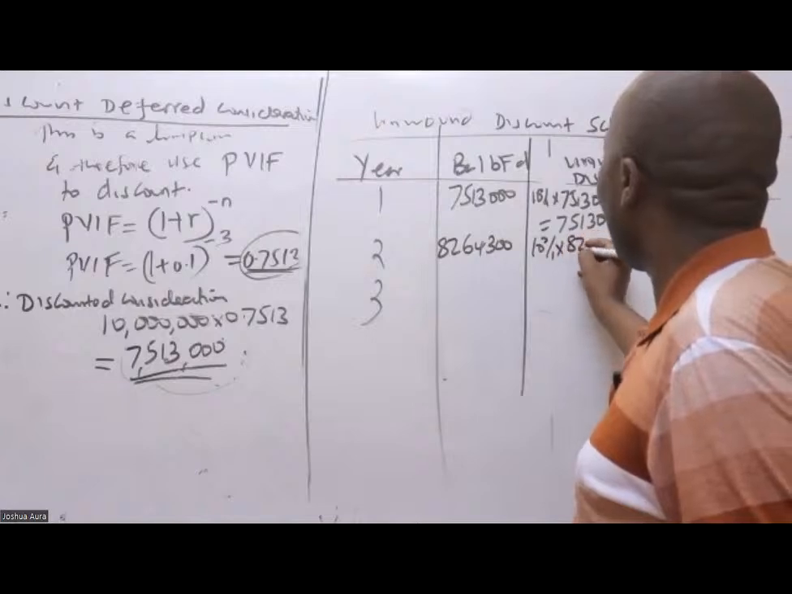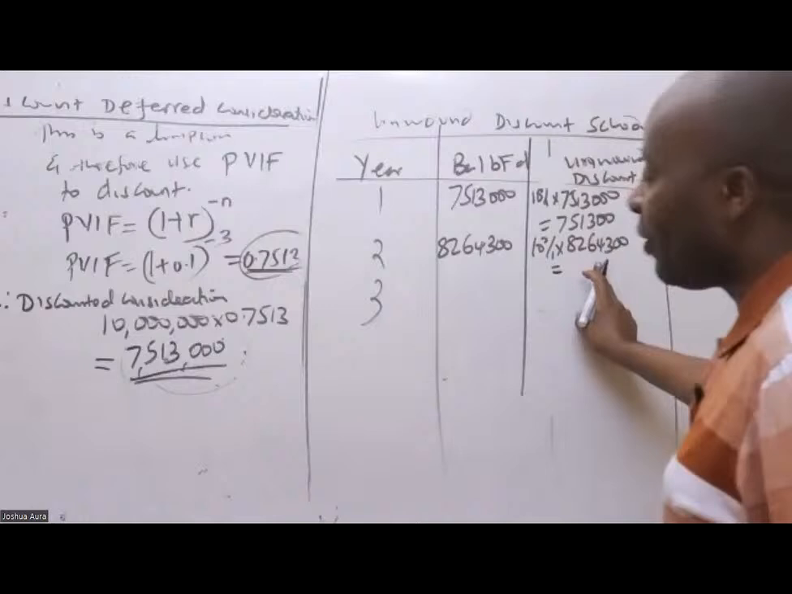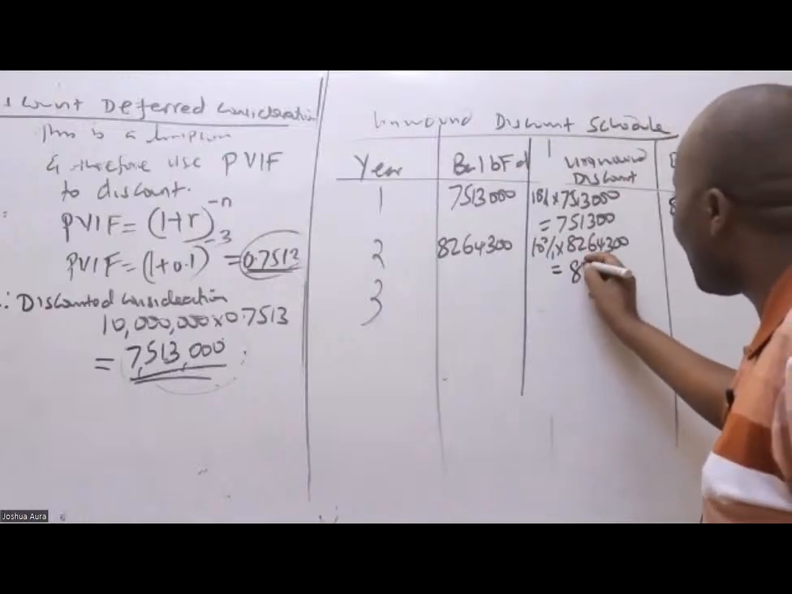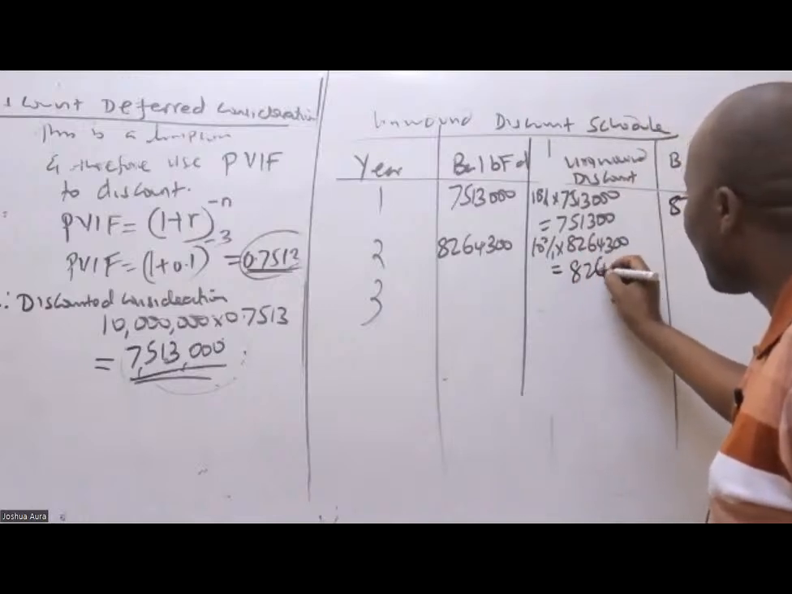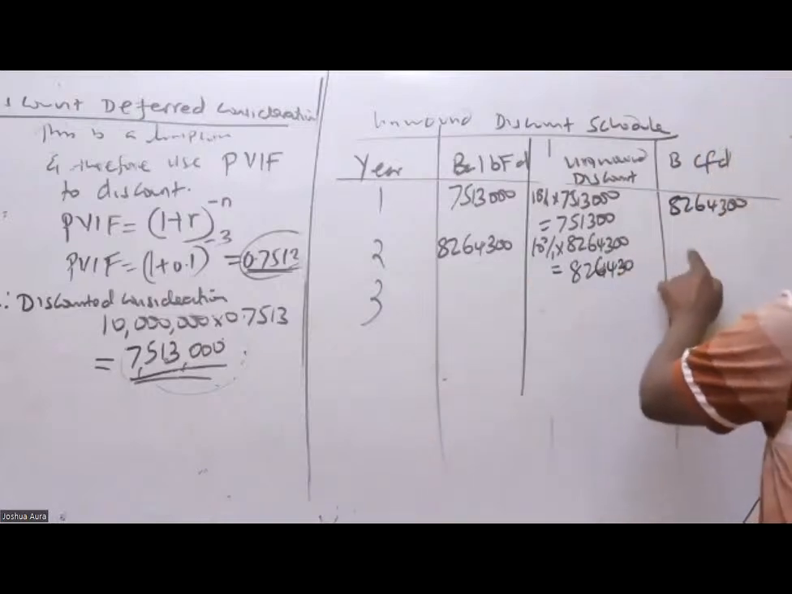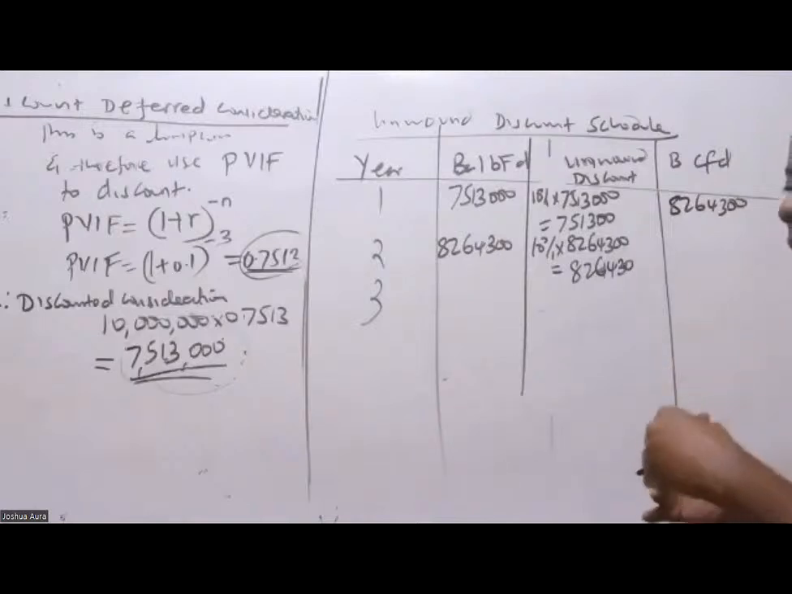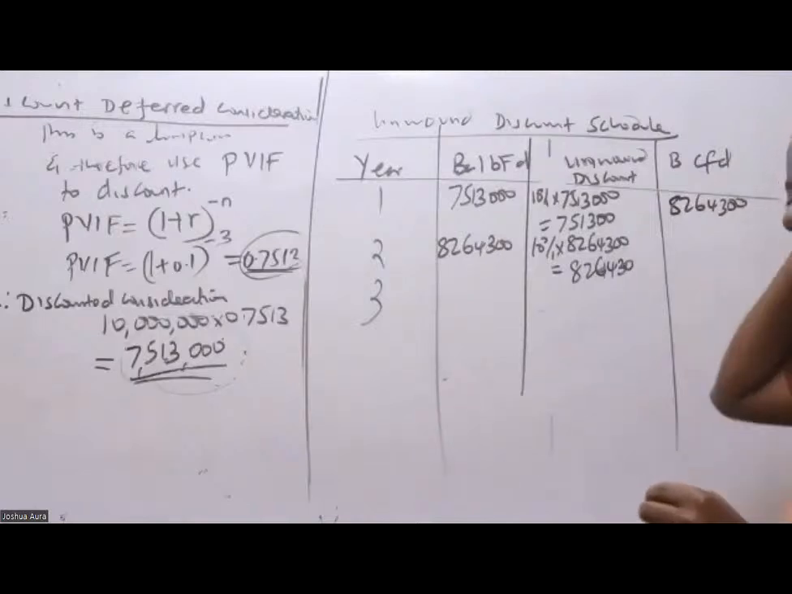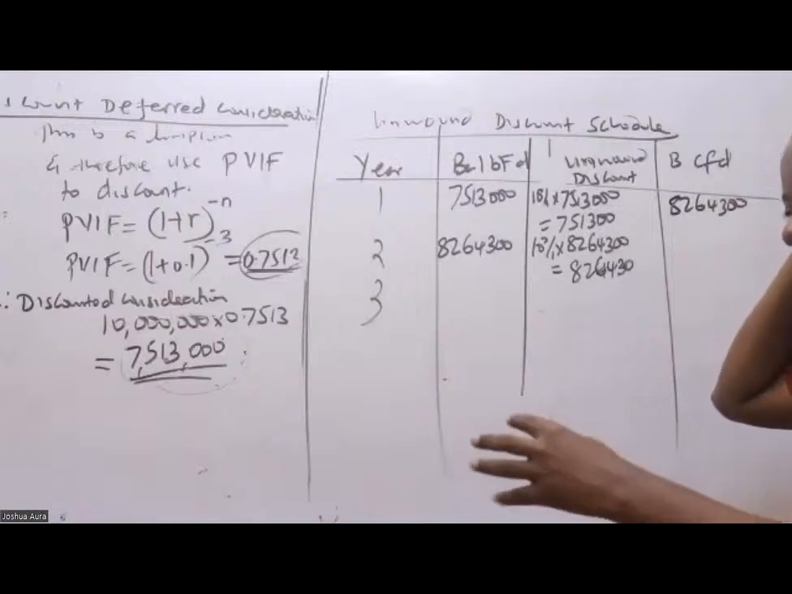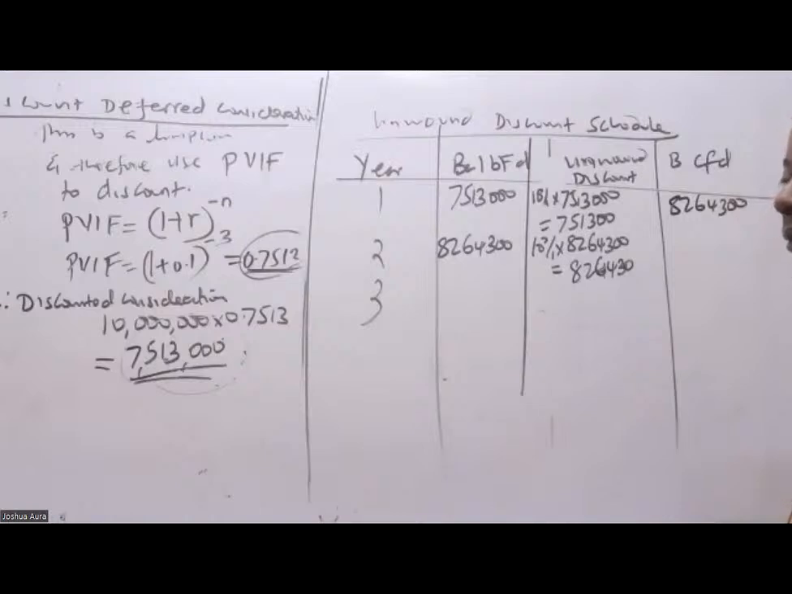So 10% on 8,264,300. Is there somebody who can give us this figure very fast? So this will be 826,430. So please take this plus this, give me this figure. So basically, these are reserves that you're preparing, so that at the end of the third year we should be able to have the 10 million or something close to 10 million, because of rounding off errors, you may not get exactly 10 million.